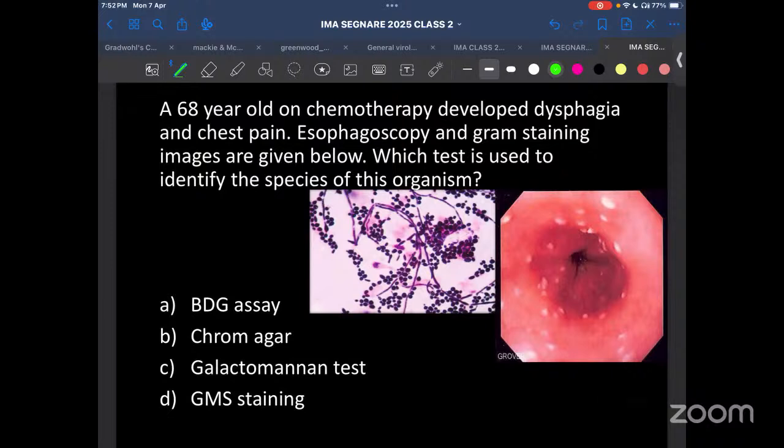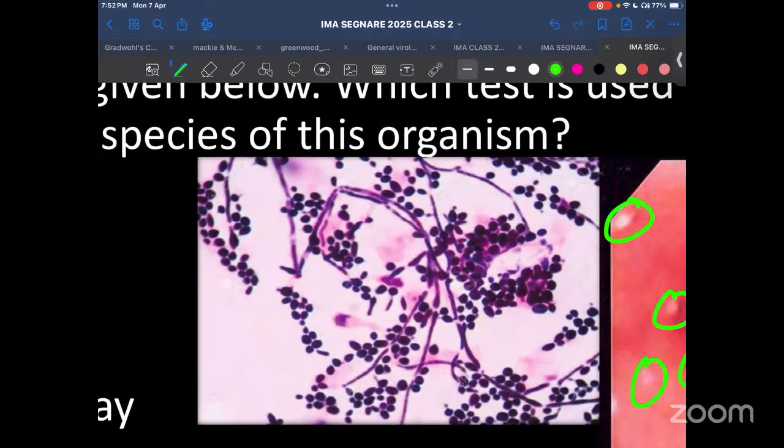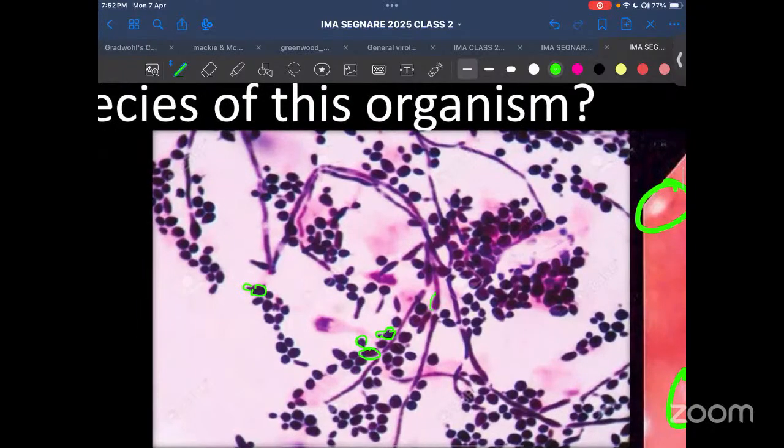Here in the esophagoscopy you can see white patches. And see this organism here. These are yeast, Gram positive budding yeast. See, mother cell, daughter cell, budding. Certain yeast cells give rise to hyphae-like elongated structures produced from the yeast. This is known as pseudohyphae.